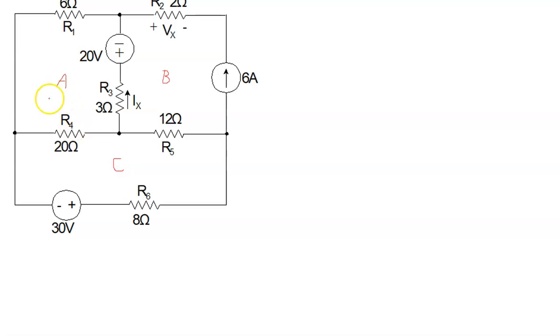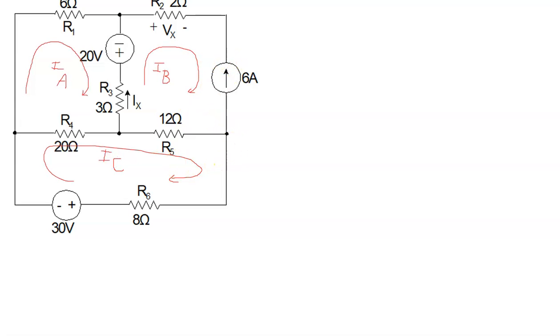So now what we're supposed to do then is to label 3 mesh currents, and they all got to be clockwise. So we have this one, IA. In mesh B then, IB. And in mesh C down here, IC. Now, a couple of things we need to note.